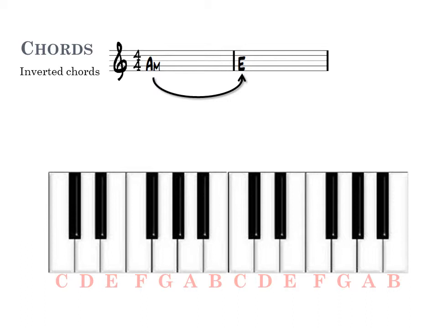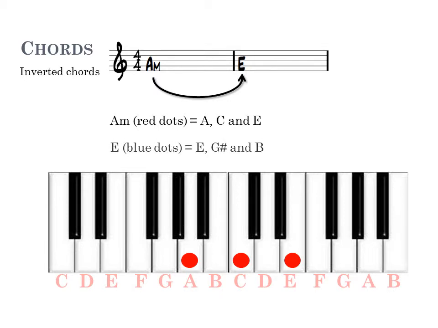So for an A minor we have the A, C, and E, and that's illustrated by red dots here. And to be able to compare that with the E major chord, we'll line up those notes as well, but we'll use blue dots for that so we can tell them apart. So we've got the E, the G sharp, and the B. So that's the notes for the two chords so that we can see them at the same time.